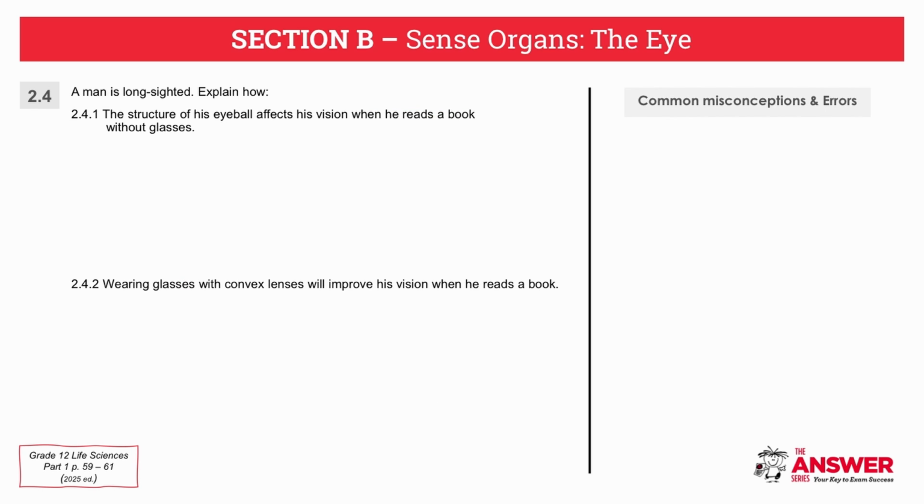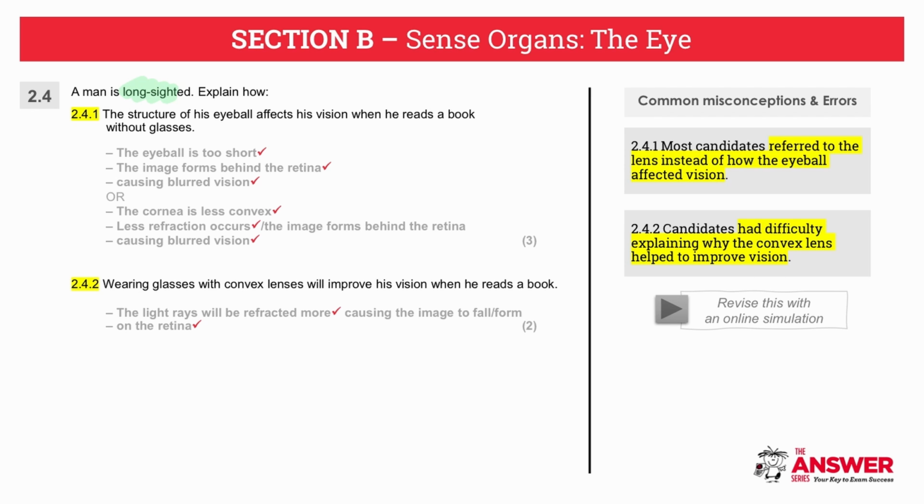Then we continue with question 2.4 on the eye. A man is long-sighted. That means he can see far away. He cannot see near very clearly. He can see near, but he can't see clearly. Explain how the structure of his eyeball affects his vision when he reads a book without glasses. So how does this eyeball structure that allows him to see far affect his vision when he's trying to look at something close to his eyes?